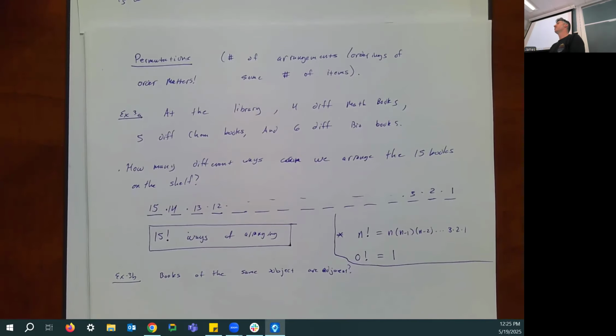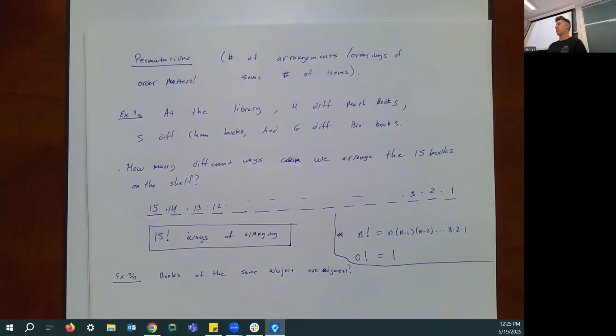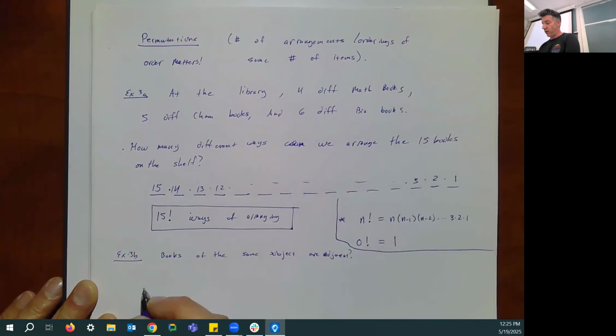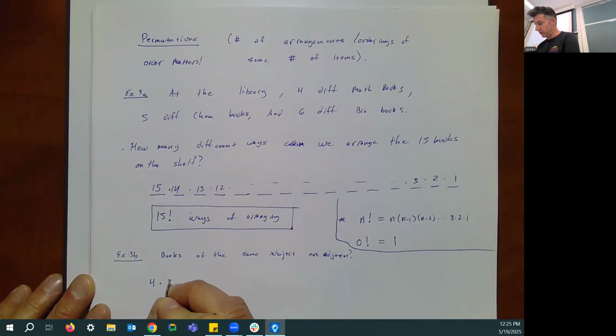Sometimes when you're doing a problem like this, you just have to make something up and then fix it later. We don't know which books are first, but we'll just choose one of them to be first. So let's put the math books first. There are four different math books, so there's four choices for the first book, three choices for the second book, two for the third, one for the fourth.